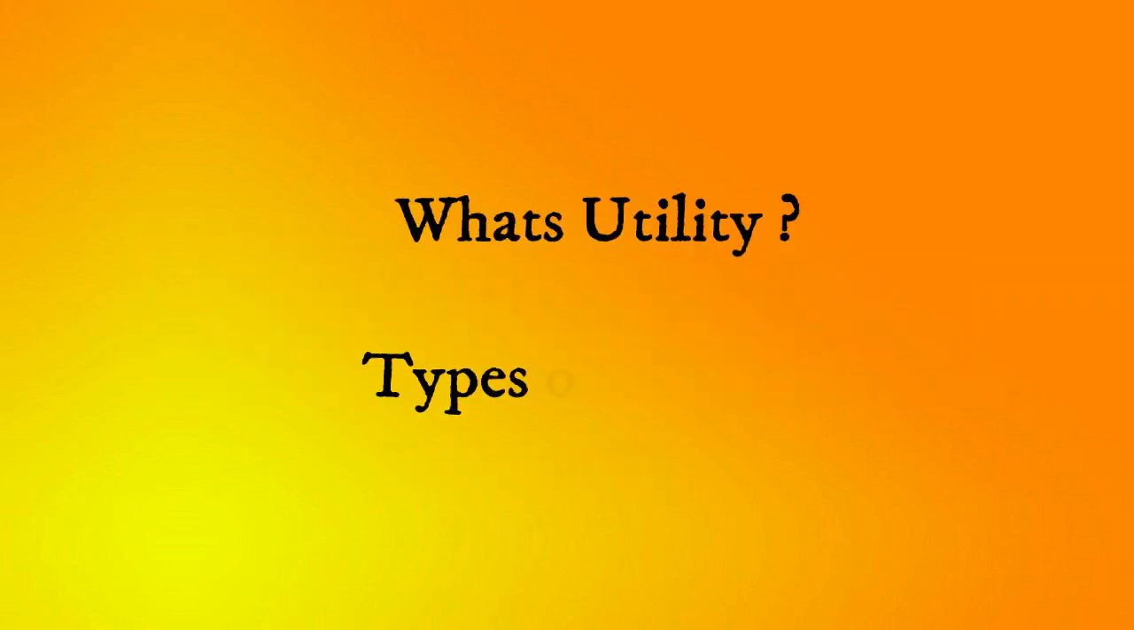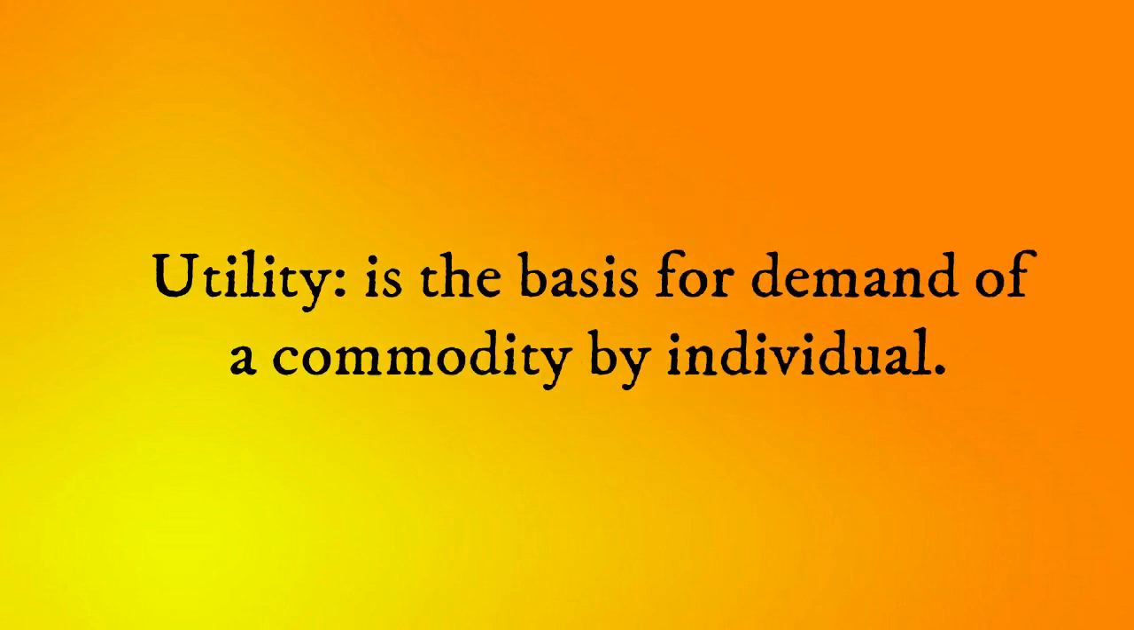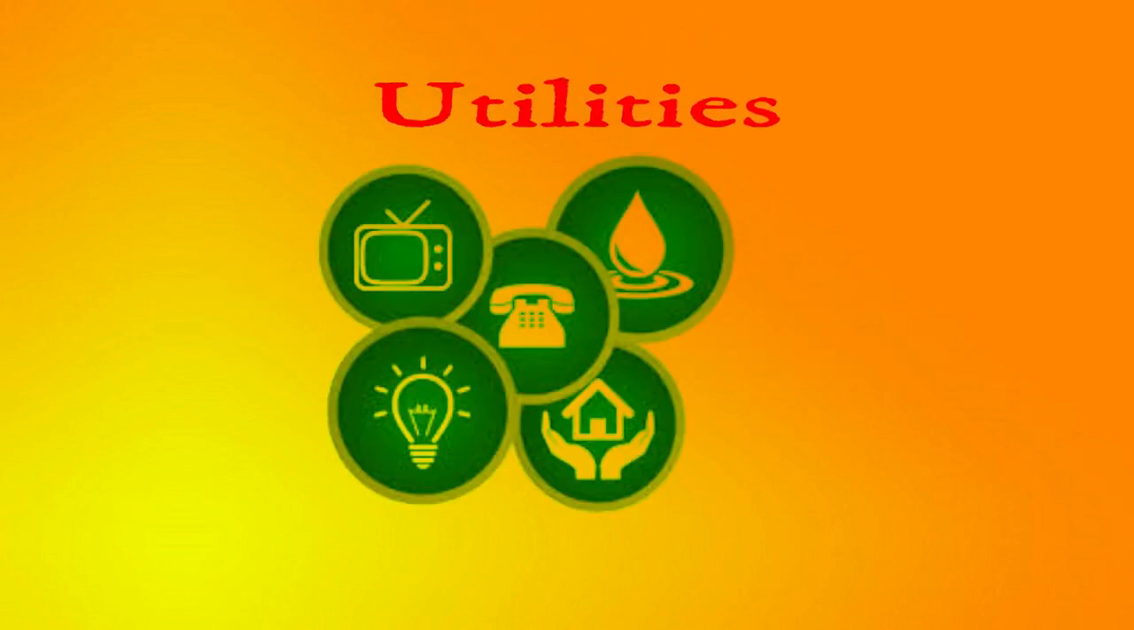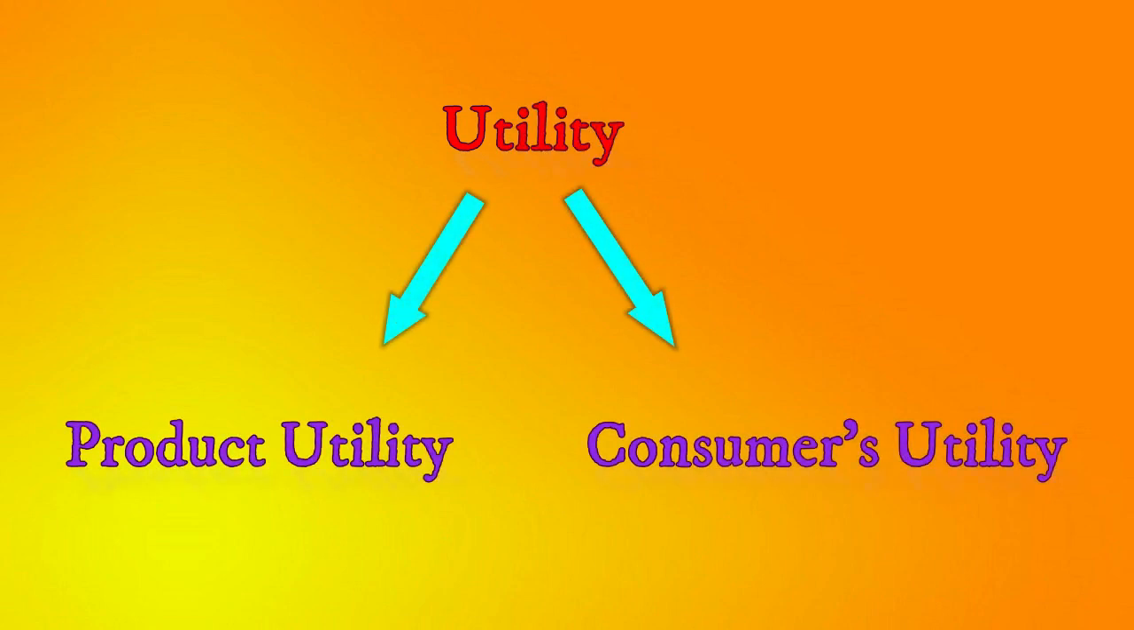Here we are going to learn what utility is and the types of utility. So let's get started. Utility is the basis for demand of a commodity by an individual. In other words, utility is nothing but the quality of being of practical use. In general, there are two types of utility: Product Utility and Consumer Utility.